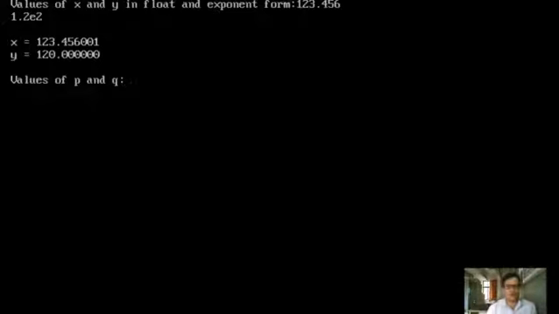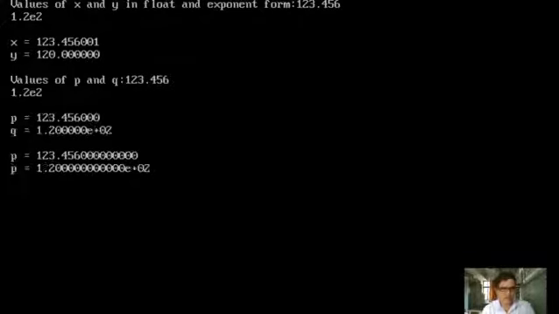Now we have to enter the values of p and q. I'm entering the same value. Let me check what will happen. 123.456, and I'm entering the q value as 1.2E2, and entering now. So if you observe here, the p value is displaying 123.456000 and the q value is 1.200000 because of precision values.